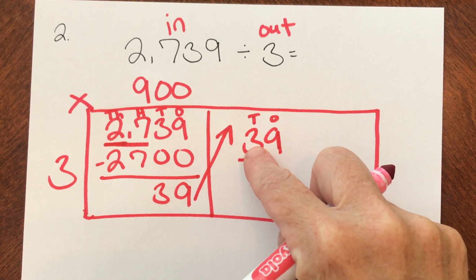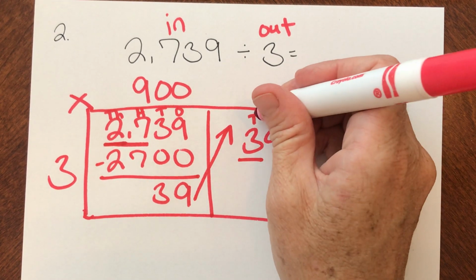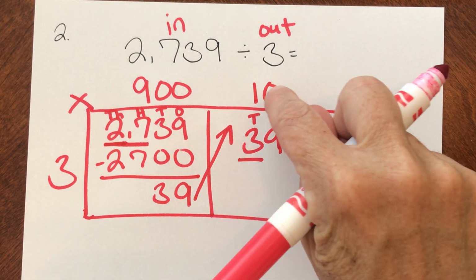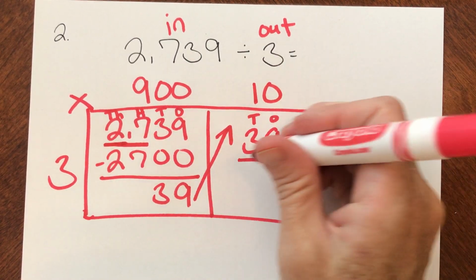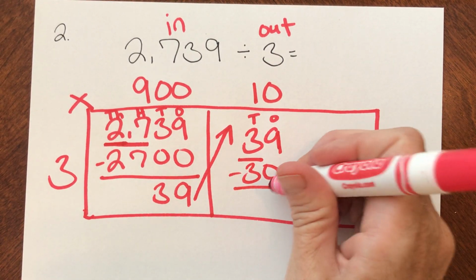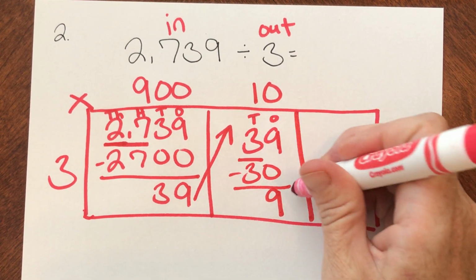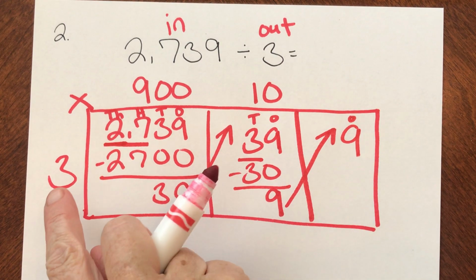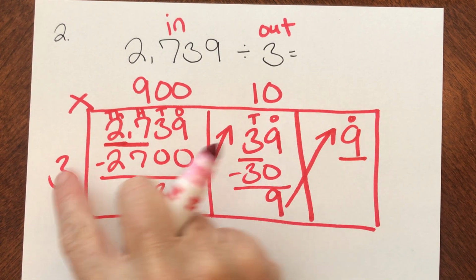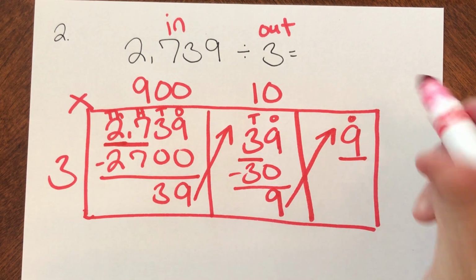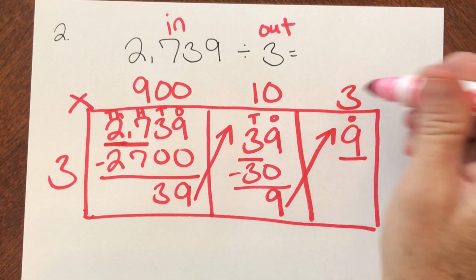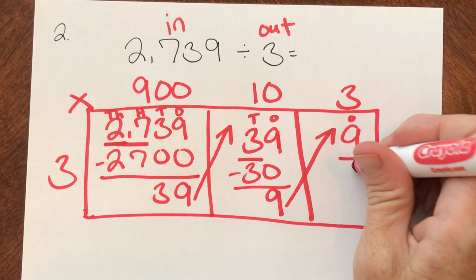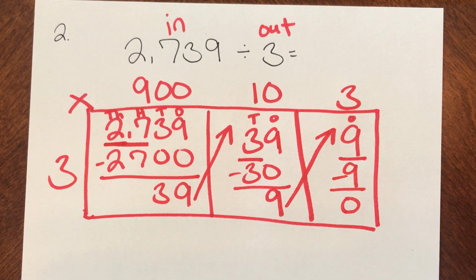Okay. All right, can 3 fit into 3? Yes. How many times? 1, but it's in the tens, so it's 10. Okay, so 10 times 3 is 30. So let's subtract and we get 9. Okay, so now we just have 9 ones. Can 3 fit into 9? Yes, 3 can fit into 9 3 times, and it's 3 ones, so it's just 3. And 3 times 3 is 9, and we're left with nothing.